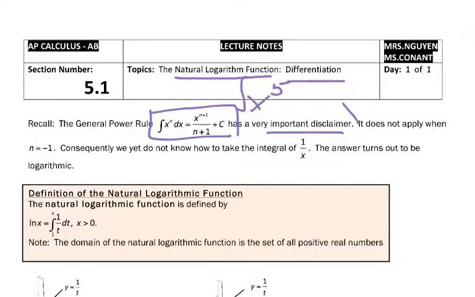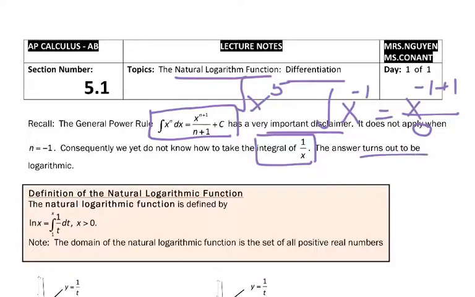For example, if I have x to the negative 1 and I take the integral, x to the negative 1 plus 1 means 0, which I cannot divide by 0. That is undefined. That's what tells us that if we have the integral of 1 over x, which is x to the negative 1, we cannot do the antiderivative this way, because the power is divided by 0, which doesn't work. So the answer turned out to be a log problem. That is what we're going to focus on for this unit.